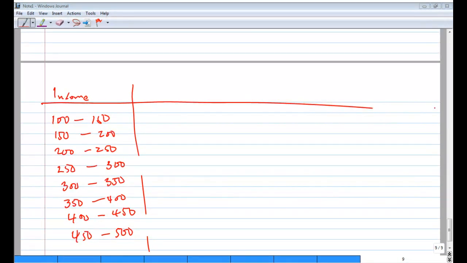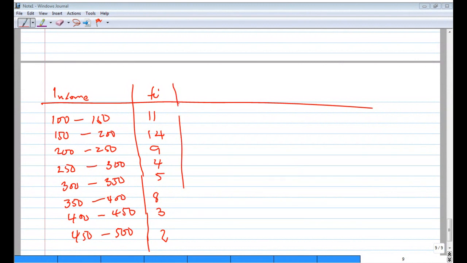Okay. Now follow the frequencies, fi. We've got interval 100 to 150. We've got 11 of them. Then 14. Then we've got 9, 4, 5, 8, 3. The last one is 2.